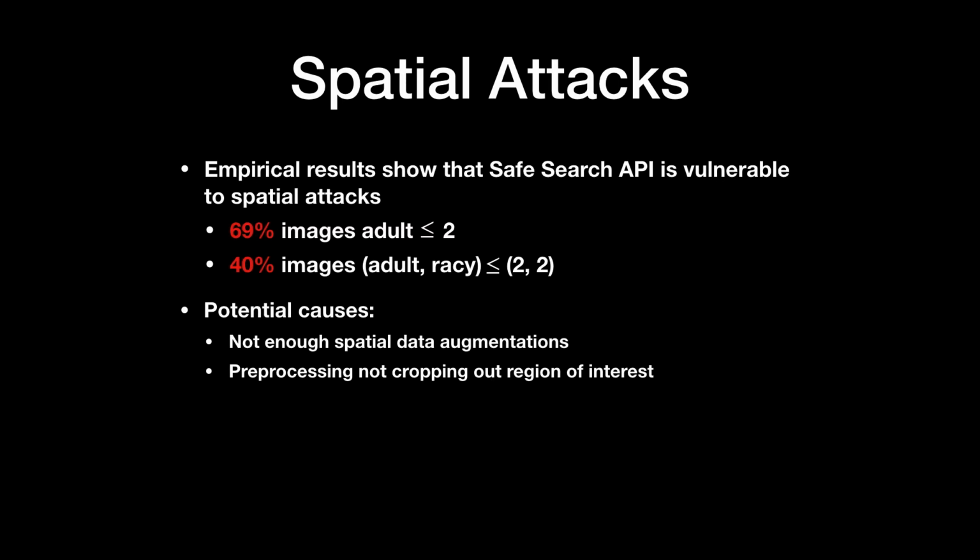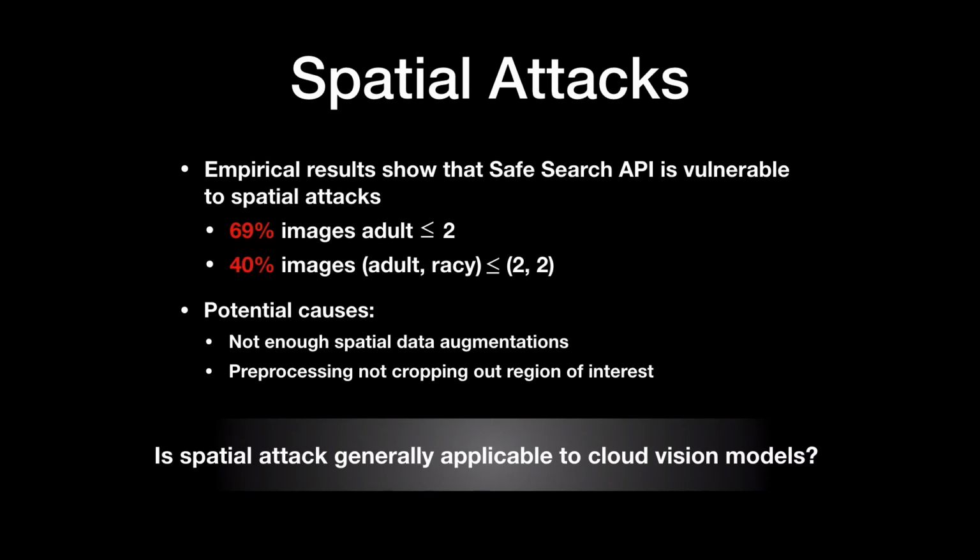So we gave some thought to what caused that, and there are two reasons we thought of. One is that during training, they probably don't have enough spatial data augmentation included in their training data sets, so the trained models won't include the data distributions that can detect such transformed images. Secondly, the Safe Search API assumes that the input data will include the region of interest containing the objects they are going to classify. However, oftentimes that might not be the case, so pre-processing is a necessary step. In this case, there's probably no pre-processing step in this API.